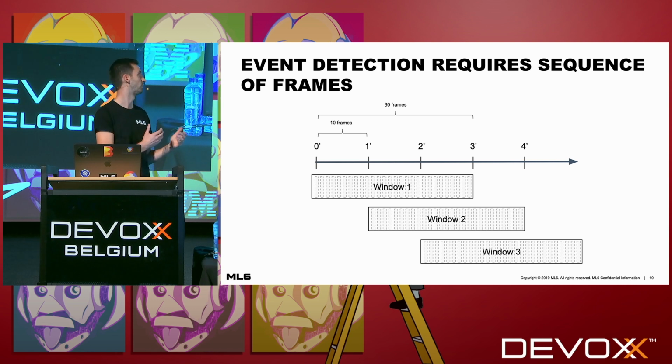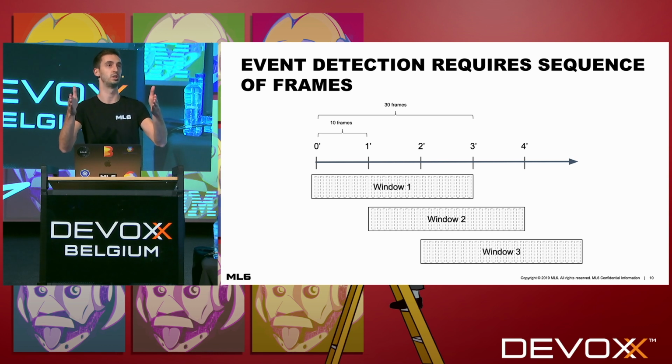But you see that this is very different in nature to start making a prediction out of this data. So typically for events, we will need to group frames in windows and pass those windows onto our machine learning models to make an accurate prediction.